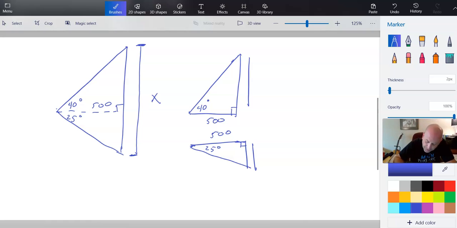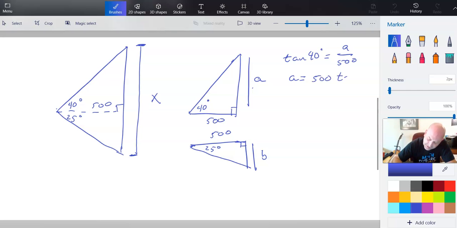So here, if I'm looking for this side, we'll call this A, and I'm just going to call this B, just so we have labels. Well, that's an opposite side and an adjacent side, so that means we're dealing with tangent. Then tangent 40 is equal to A over 500. And so A is equal to, if I cross multiply here, 500 times tangent 40.